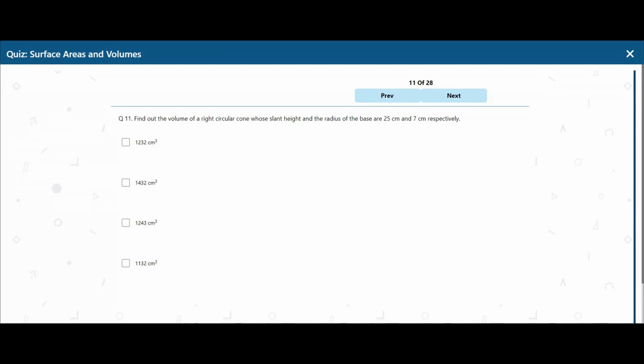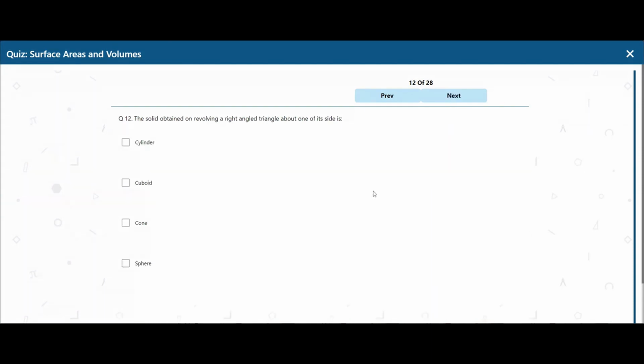1/3 pi r squared h. How much did you get? Option A, ma'am. 1232 cubic centimeters. That's correct.